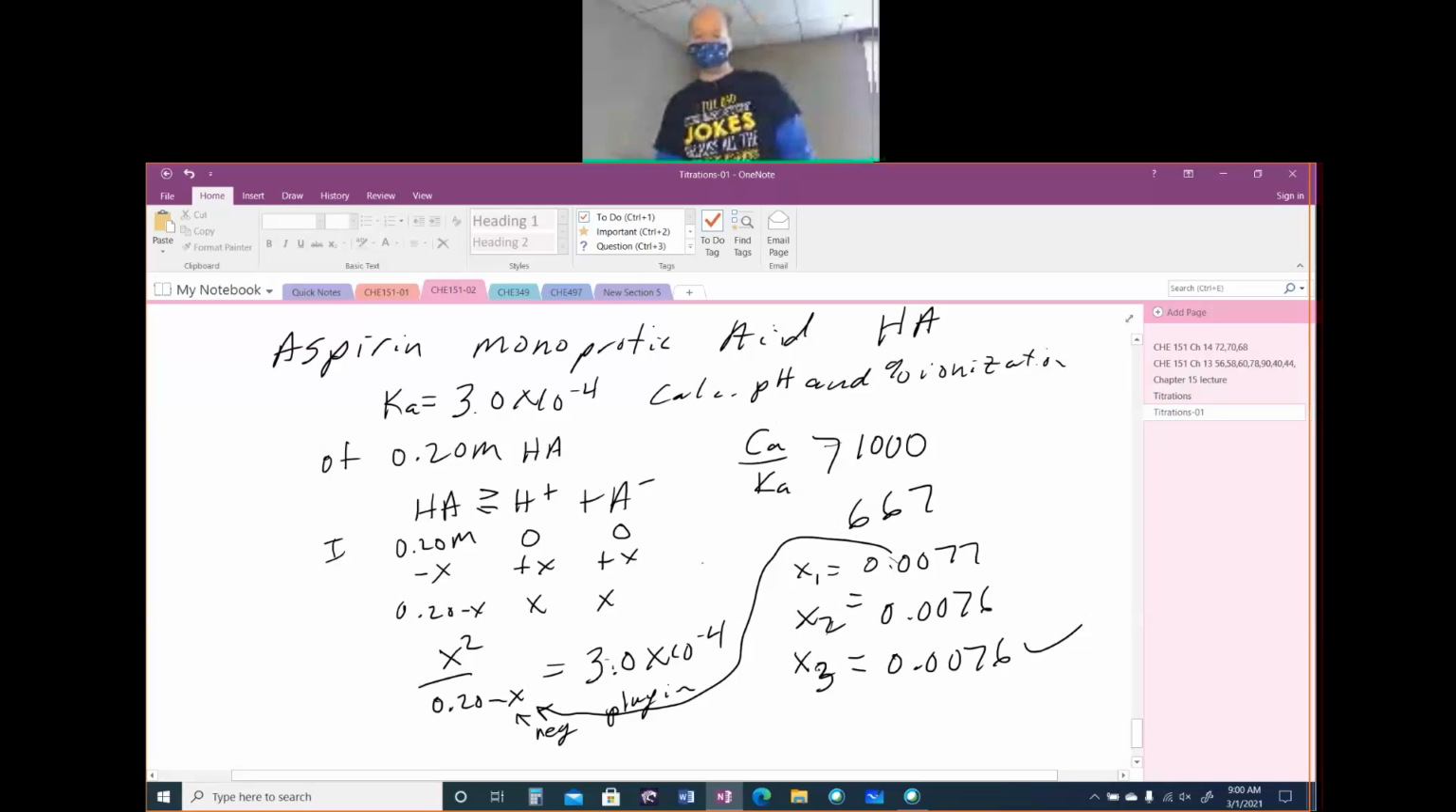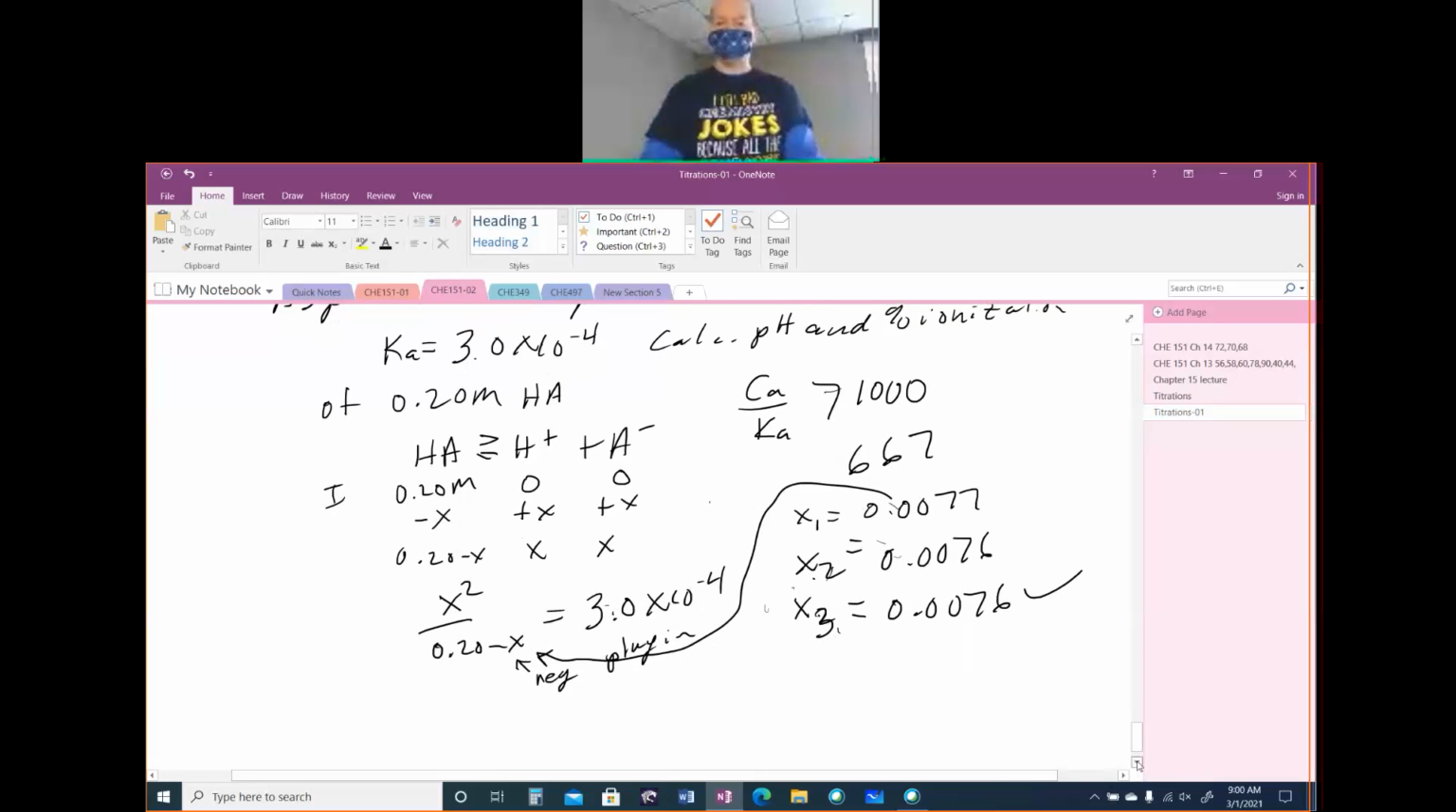If it is not multiple choice, well, then you have to show all your work. If you're not showing that the Ca over the Ka is not greater than 1,000 and you're just going with the first answer, you will lose significant points. Make sure you always check that and know if you have to do the quadratic or the successive approximations, either choice. All right, so then to get the pH of that, you take the negative log of that. So negative log of 0.0076 is 2.12.